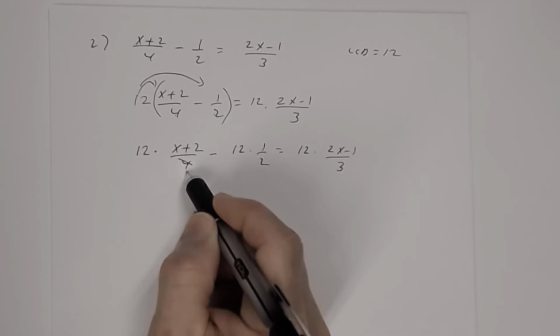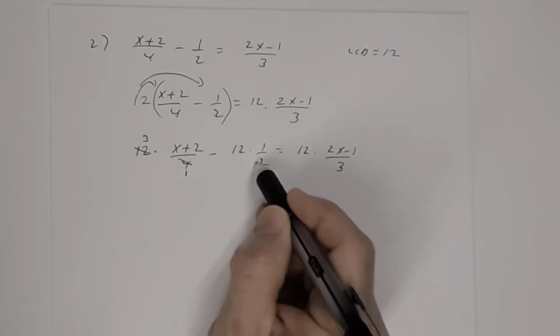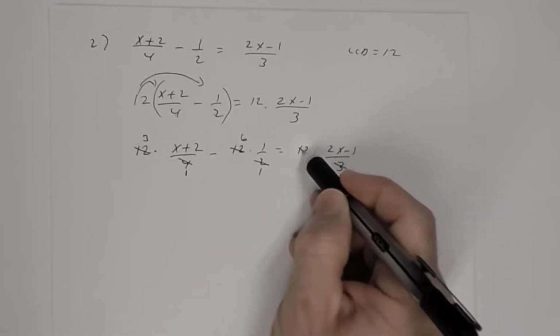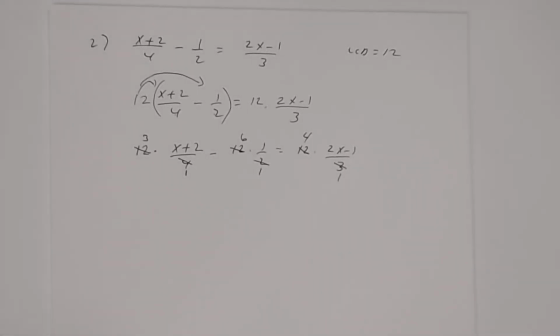4 into 4 is 1. 4 into 12 is 3. 2 into 2 is 1. 2 into 12 is 6. 3 into 3 is 1. 3 into 12 is 4. Okay? All right, now here's where you got to be careful.